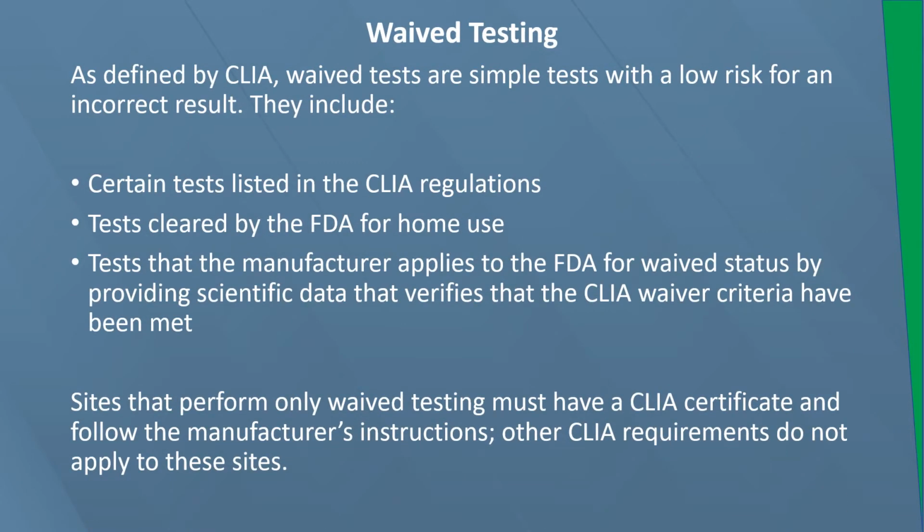As defined by CLIA, waived tests are simple tests with a low risk for an incorrect result. They include certain tests listed in the CLIA regulations, tests cleared by the FDA for home use, and tests that the manufacturer applies to the FDA for waived status by providing scientific data that verifies that the CLIA waiver criteria have been met. Sites that perform only waived testing must have a CLIA certificate and follow the manufacturer's instructions. Other CLIA requirements do not apply to these sites.